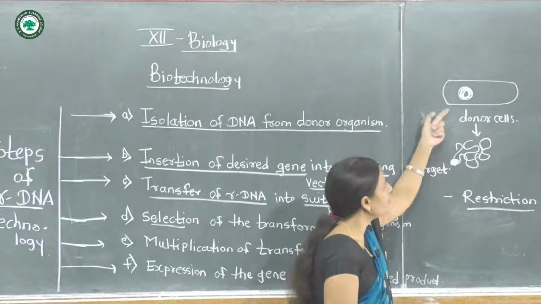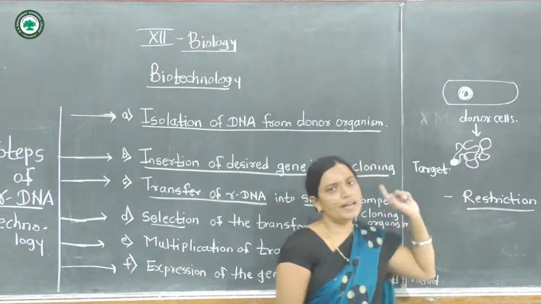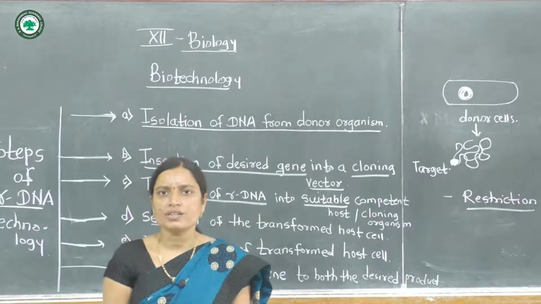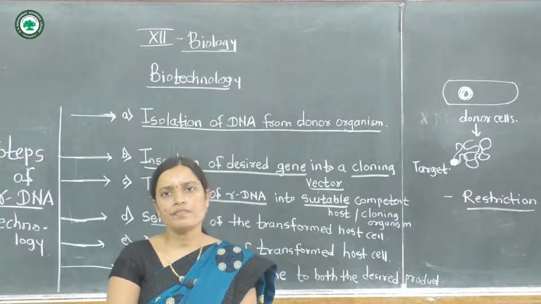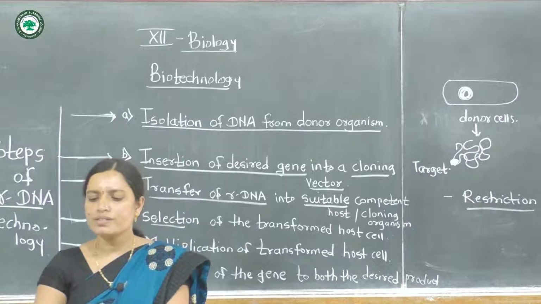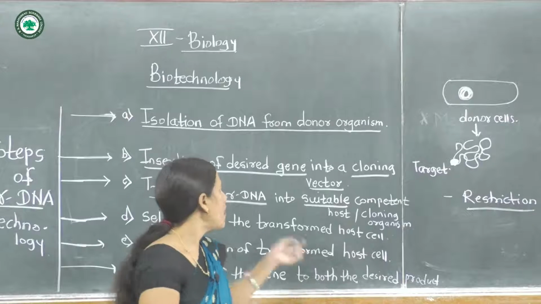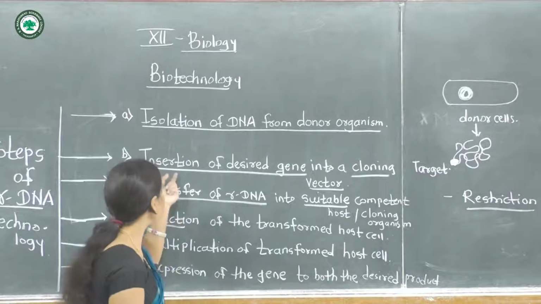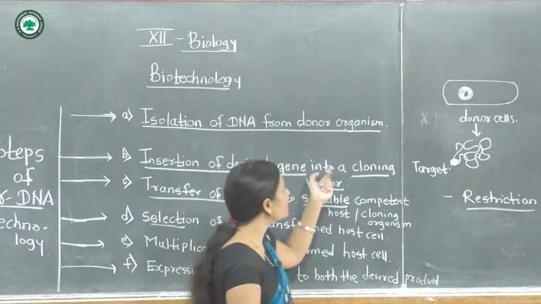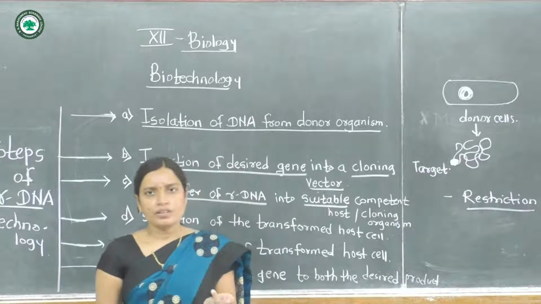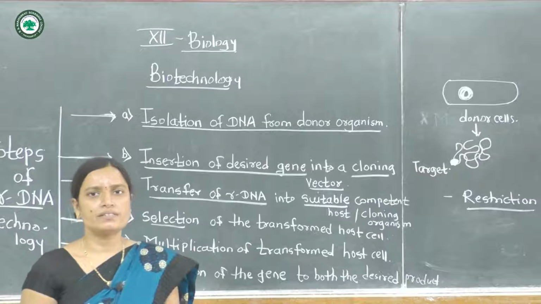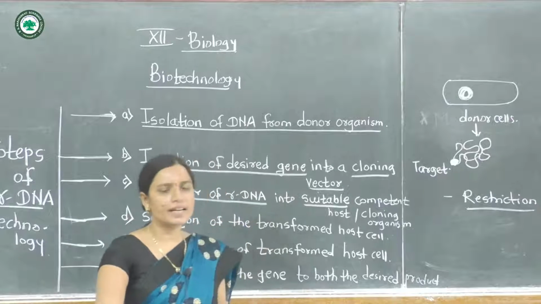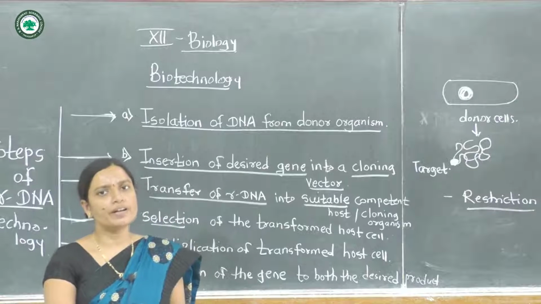This is the donor cell, and the DNA can be isolated using specific enzymes, the restriction endonucleases, which cut the specific fragment of the DNA. Now this is the first step of isolation. The next step is the insertion of the desired gene into the cloning vector. The specific gene can be cloned through the vector, which means they insert the gene through the vectors.